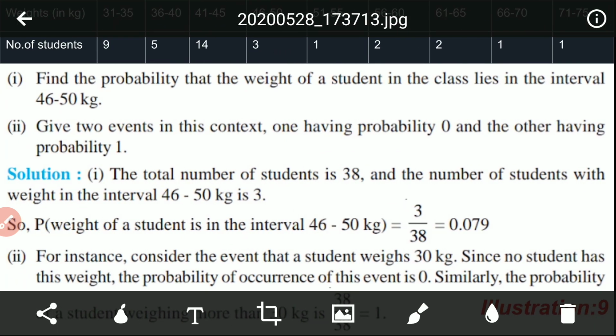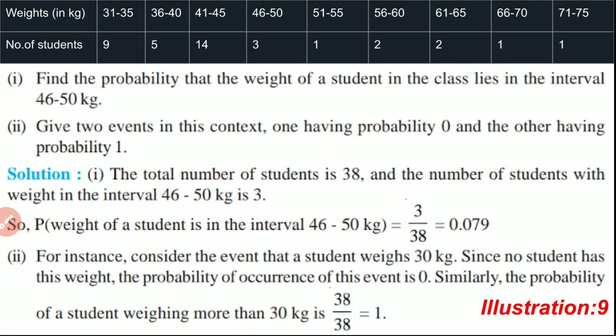Now we move to example number 9. In illustration number 9, again a tabulation is given. You are supposed to go to unit 14, exercise 14.3, and the example from that table is to be taken. In the textbook the table is not given to you. You have to refer back to unit 14, to the third sum of exercise 14.3, and from there you will find the tabulation.